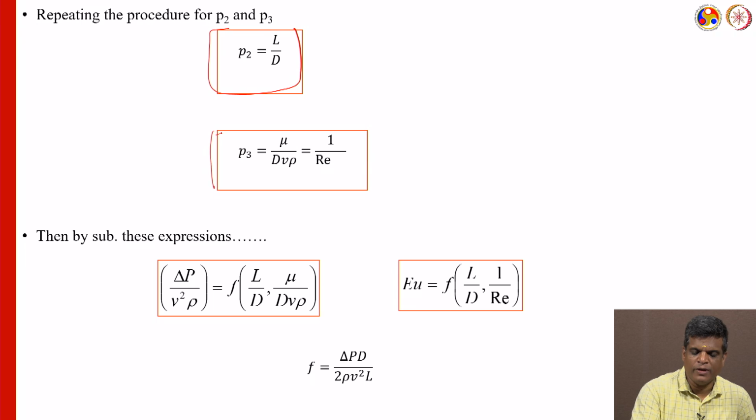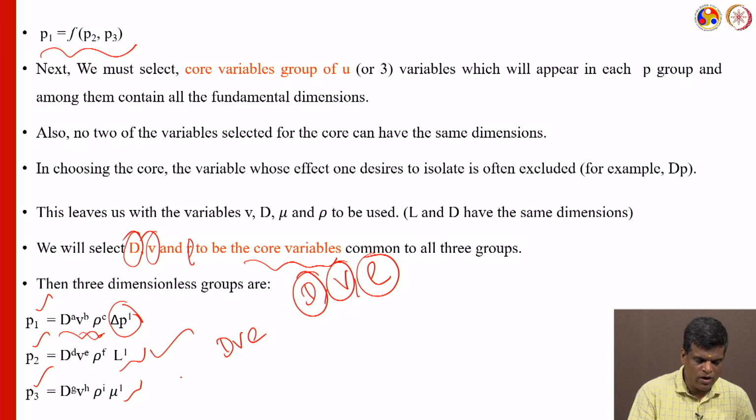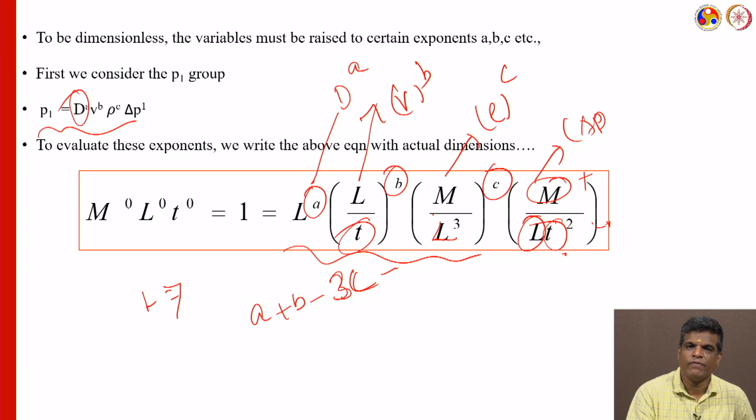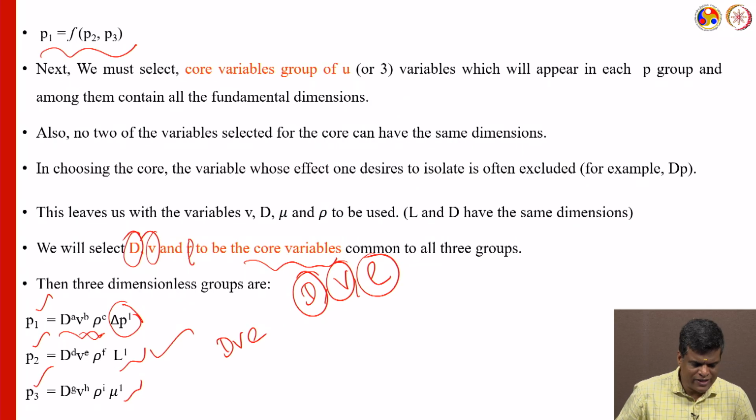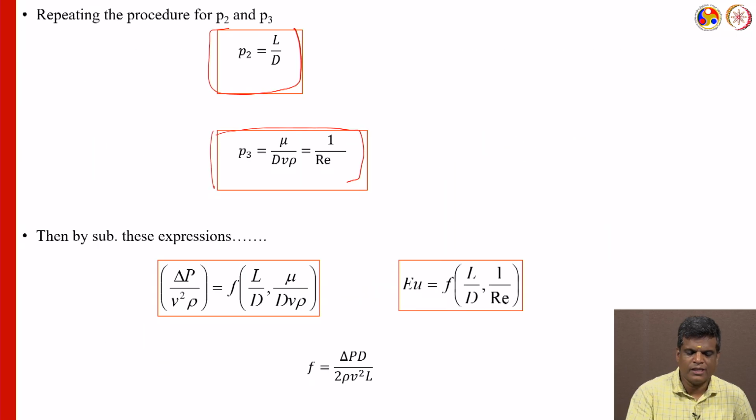Then another one is P3, same way we have to solve. How to solve? You take another equation, you pick up this one, then you do it this way, then we will get that one. It's very simple. Same way here also, if you use the routine procedure, then we will get this one. For example, the third one here, P3, is mu by dV rho. Once you solve, we get the Reynolds number here.